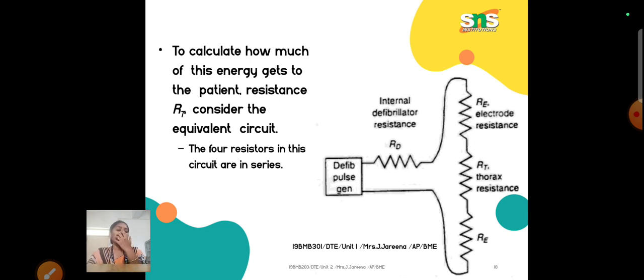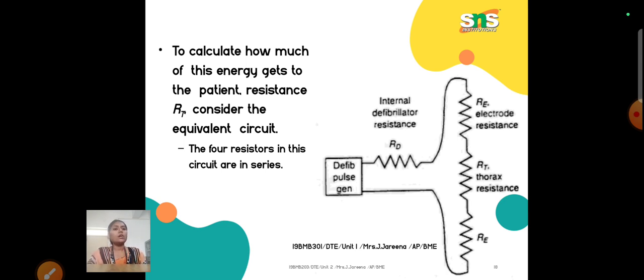Okay, so let's see what those resistances are that cause the energy to drop, and what the actual energy delivered to the patient will be. For example, if we are setting 200 joules, the energy delivered to the patient is not exactly the same as 200 joules. It would be like 180 or 190. The reason is that, as I said before, there will be some resistance as it travels along its path, so some energy drop occurs at each and every resistance.